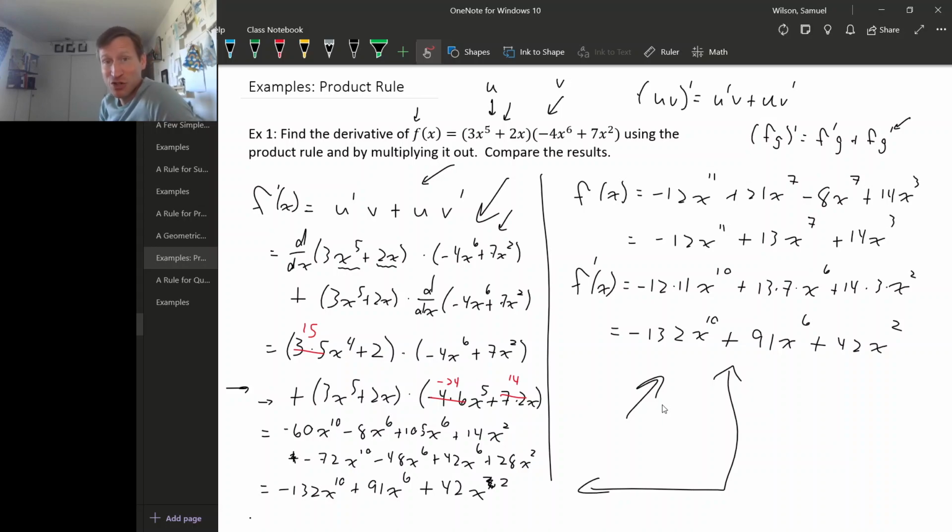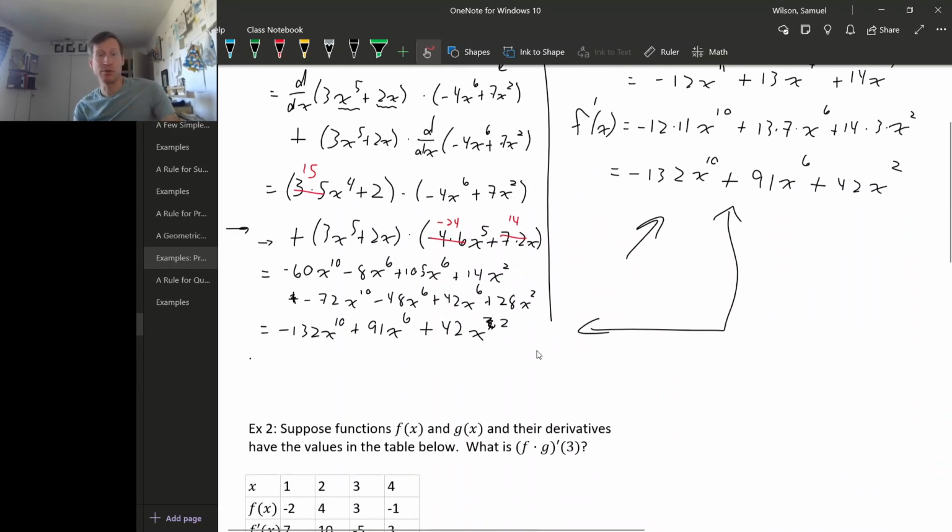And so in the future, when we have more complicated functions that aren't just polynomials, we'll be able to use the product rule sort of safe in the knowledge that it actually works. All right, let's look at a second example.